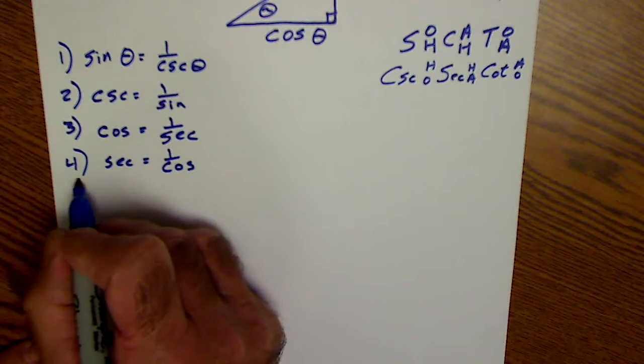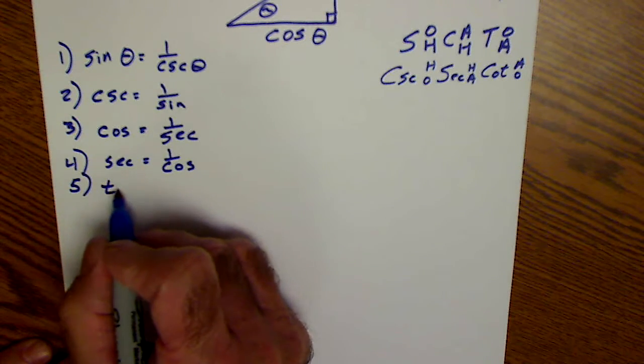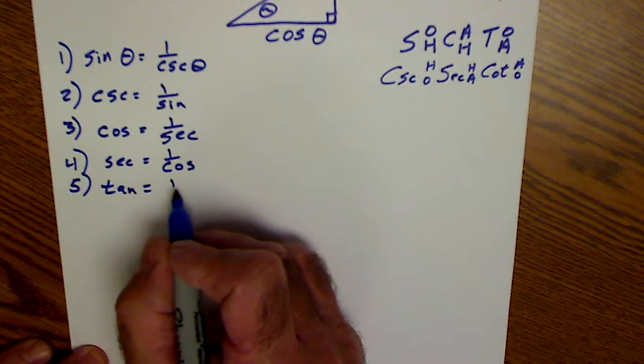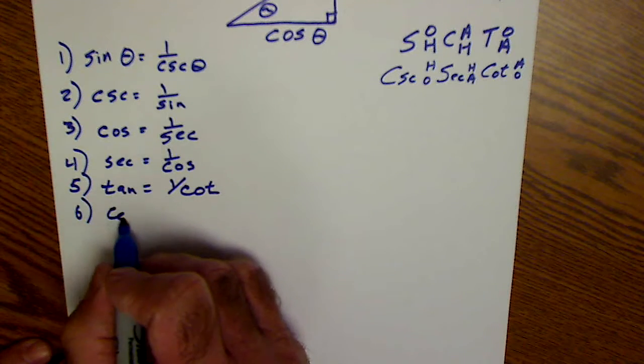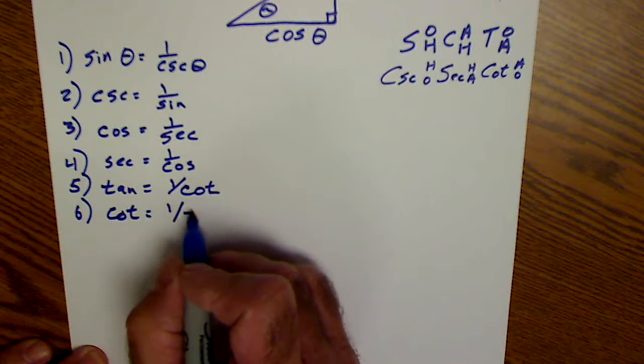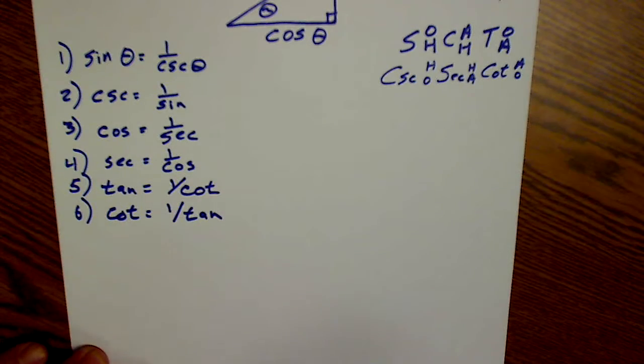The fifth and sixth ones are tan and cotan. Tangent of theta is equal to 1 over cotan, and cotan is equal to 1 over tan. So those are my 6 reciprocal identities.